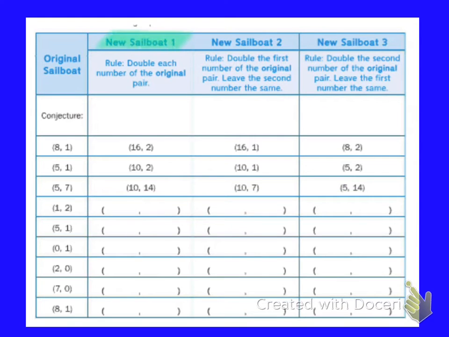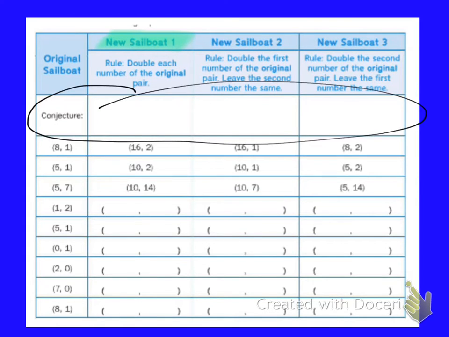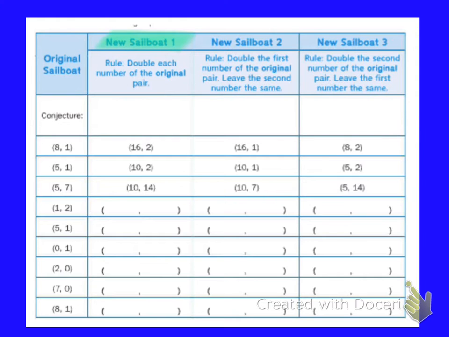Now we're going to look at new sailboat number 1. This one has a rule. It says double each number of the original pair. So double means we're going to take it times 2. Okay? Now in this column it has a conjecture. A conjecture is kind of like an estimate. Like, what do you think is going to happen to this sailboat that you created?